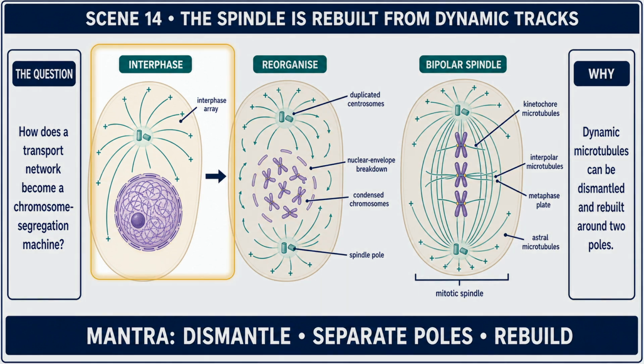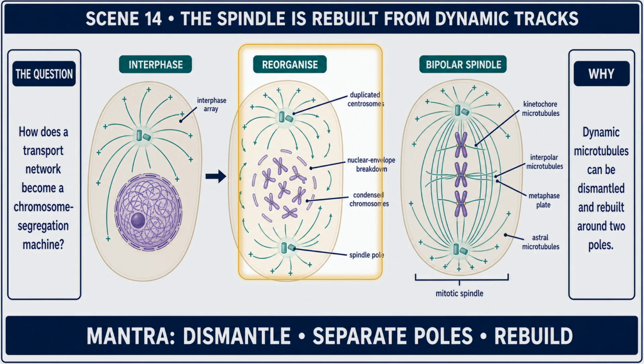When the cell enters mitosis, it does not keep the interphase transport network unchanged. The microtubule array is dismantled and rebuilt for a new job. Centrosomes have duplicated before this stage, and they now separate toward opposite sides of the cell. At the same time, chromosomes condense, and the nuclear envelope becomes discontinuous.